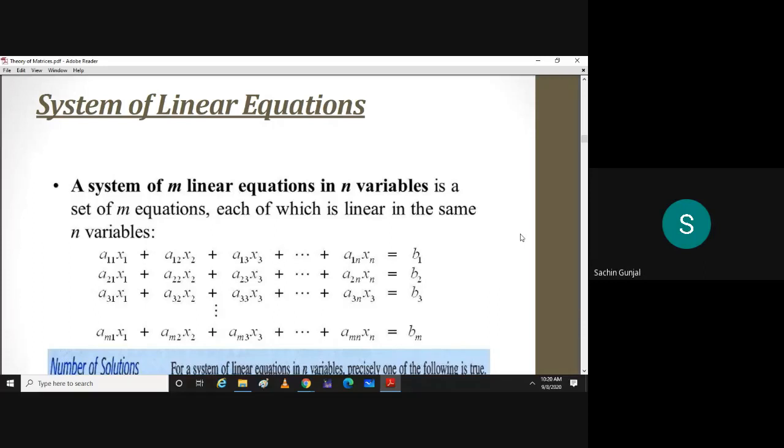Sir, but in the third row, third column, 0 is remaining. All other entries are 0, no? Last row is complete 0, right? Yes. So we don't have to worry about this last row. So you have got the I2 matrix. Thank you, sir.